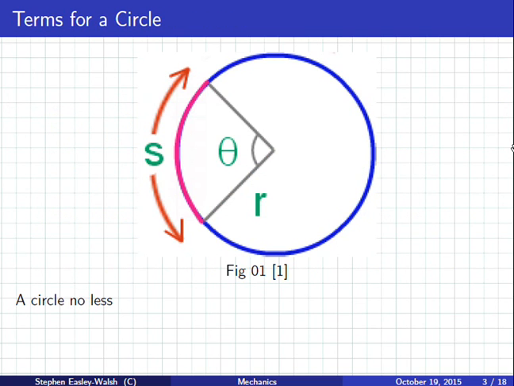Look, it's a circle. But I do need to give you some vocabulary. You see this angle, we call theta, this is the radius, and S we call the arc length. Please make notes of these words here.